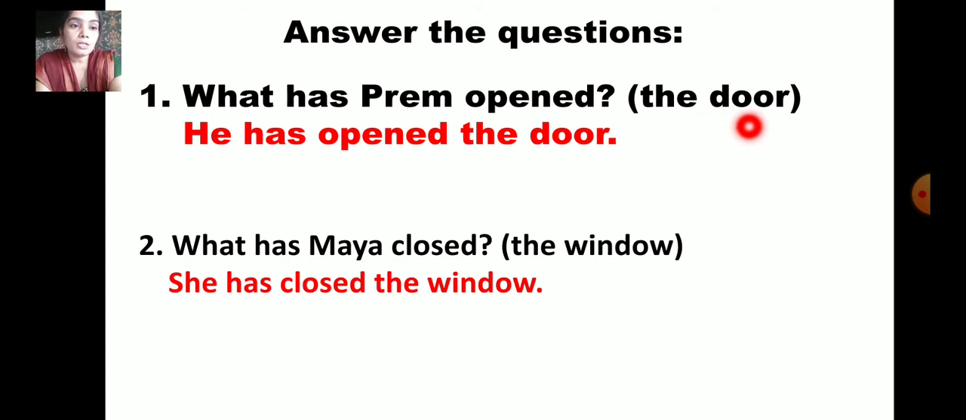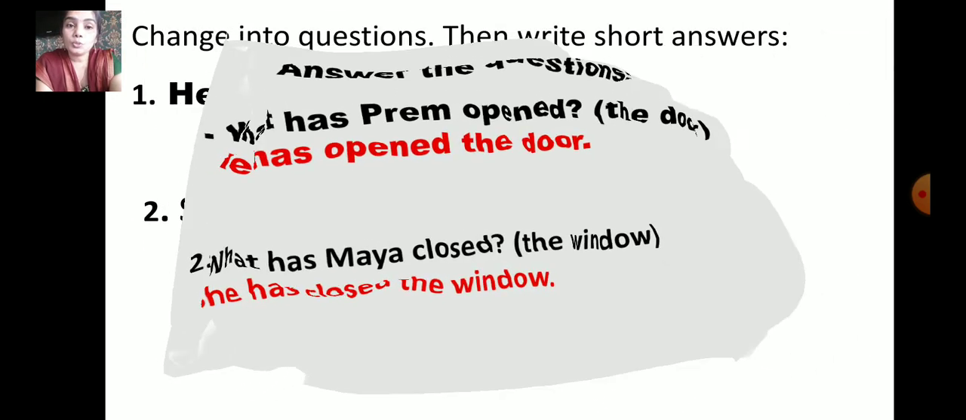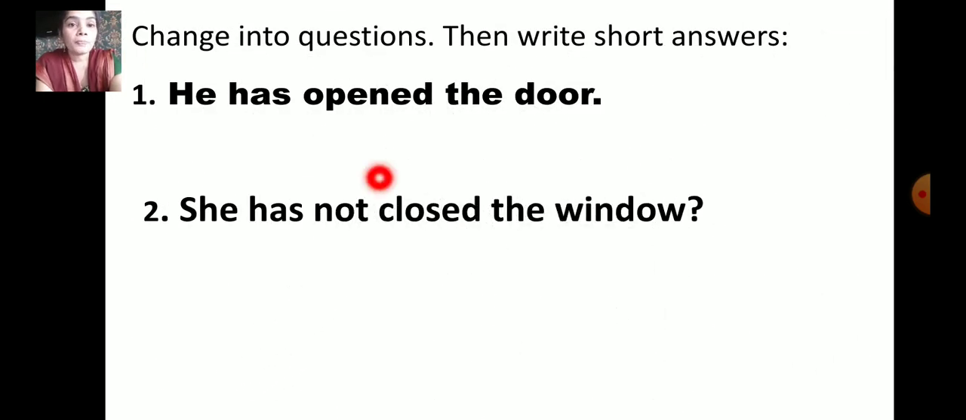The door. He has opened the door. What has Maya closed? The window. So she has opened the window. Now the answer is given. Now you have to change it into questions and then write the short answer also.